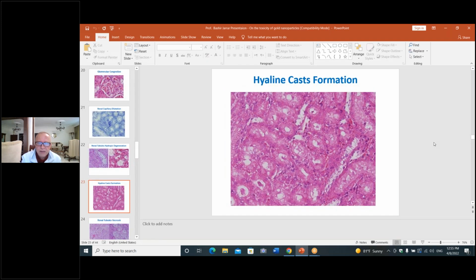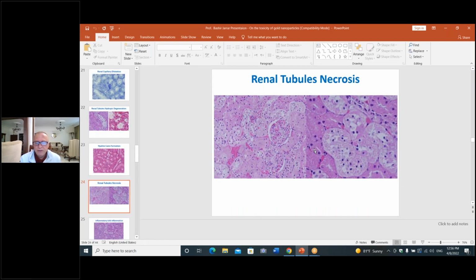This is the hyaline cast. This is the renal tubule. All this here is the hyaline cast. This one. This one. So hyaline cast was seen in the lumen of the renal tubules, and this is an indication of renal failure. This is the necrosis.